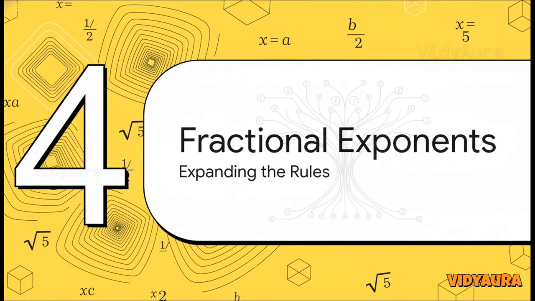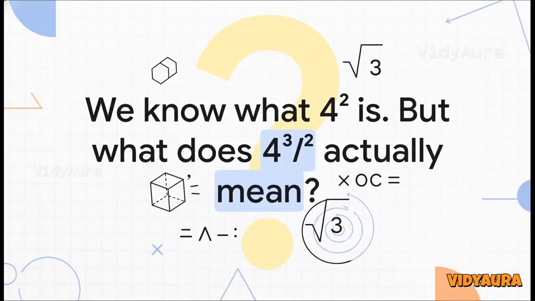Okay, now this is where things get really fun. We've seen how exponents work with whole numbers, but what if the exponent is a fraction? We're about to stretch these laws into some brand new territory. So this might look a little weird. I mean, we all know that 4 squared is 16, but what in the world does it mean to raise 4 to the power of 3 over 2?